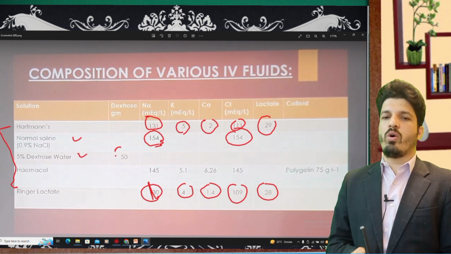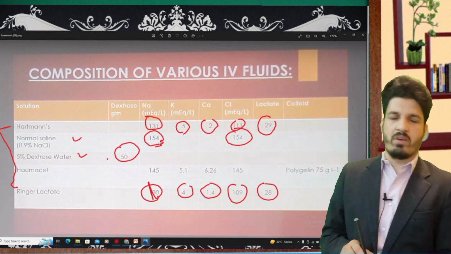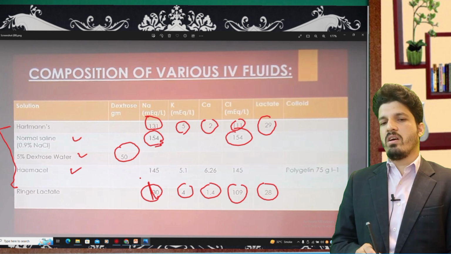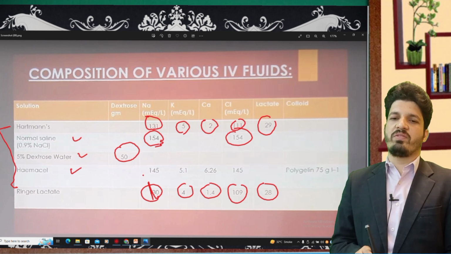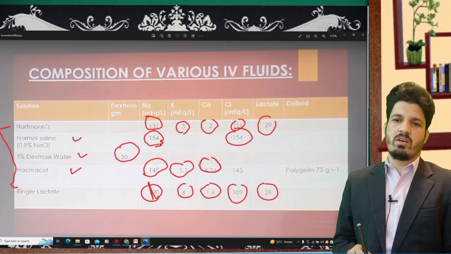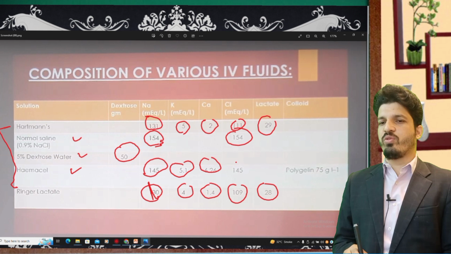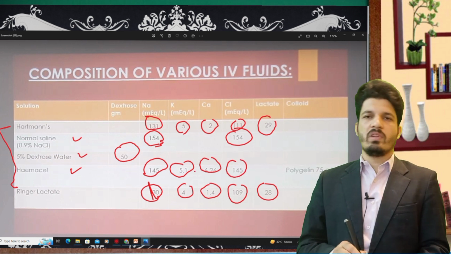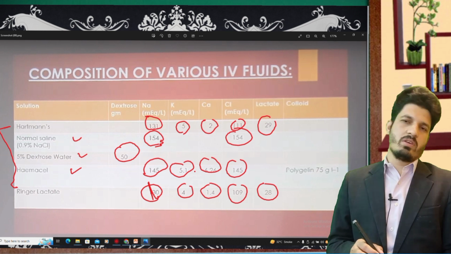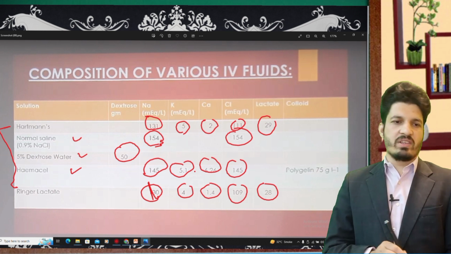5% dextrose contains only 50 gram of dextrose in 1 liter, and Haemaccel contains 145 sodium, 5.1 potassium, 6.26 calcium, and 145 chloride. So you must remember the composition of these fluids to solve different scenarios.